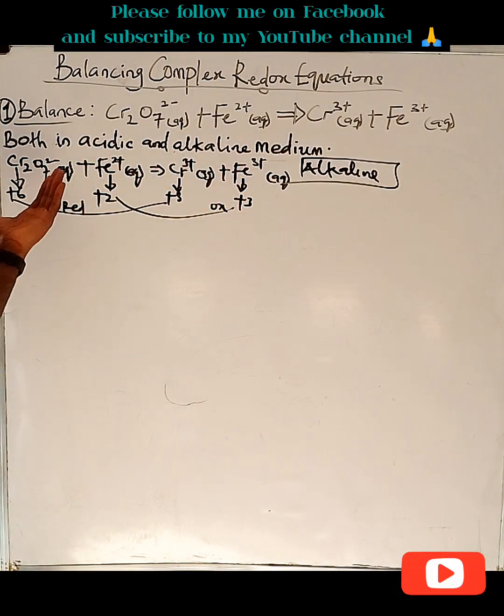Now we've already worked on acidic medium. So how do we solve this, provided this is in alkaline medium? Don't forget that we are going to be given a pH. So the pH tells us if it's alkaline or acidic. So how do we solve?